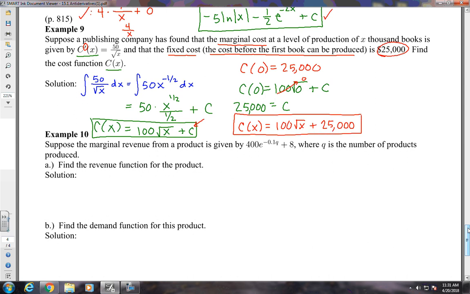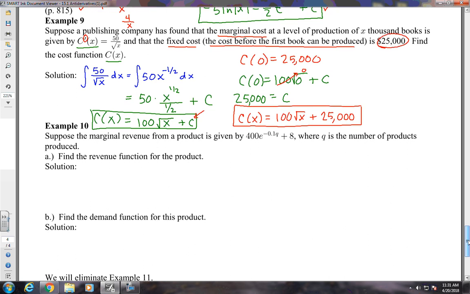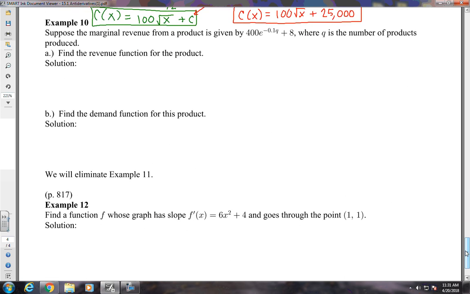Okay? Let's try another one. Example 10. Suppose the marginal revenue, remember marginal is code word for derivative, so the derivative of the revenue function, from a product is given by 400 e to the negative 0.1 q plus 8, where q is the number of products produced. Find the revenue function. So we're going from marginal revenue, remember, marginal revenue is the derivative of our revenue, and then we're going to go to total revenue. We need to integrate.